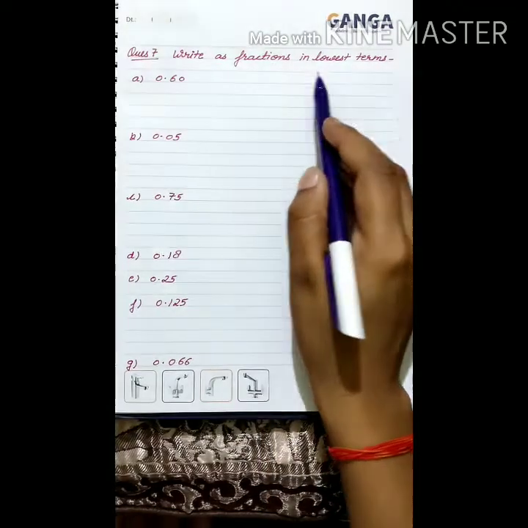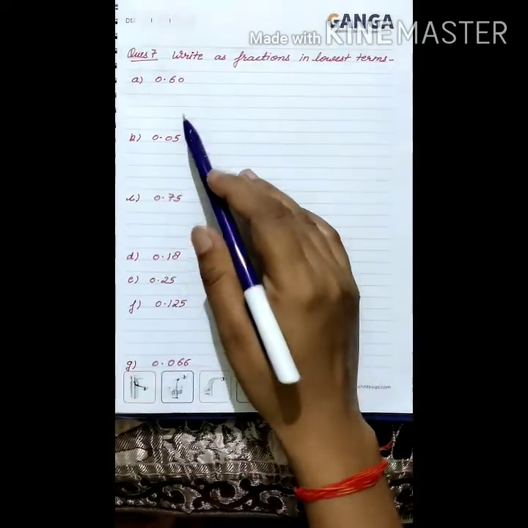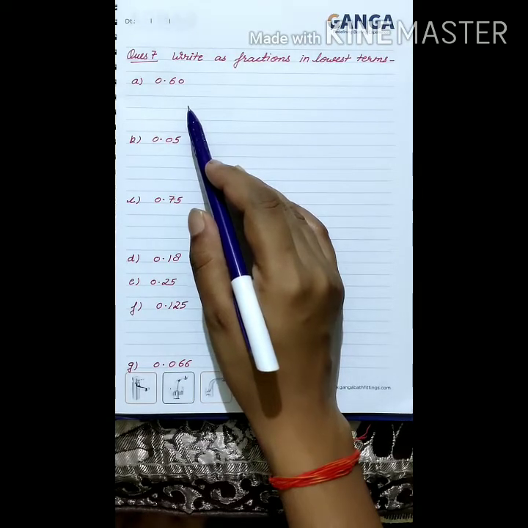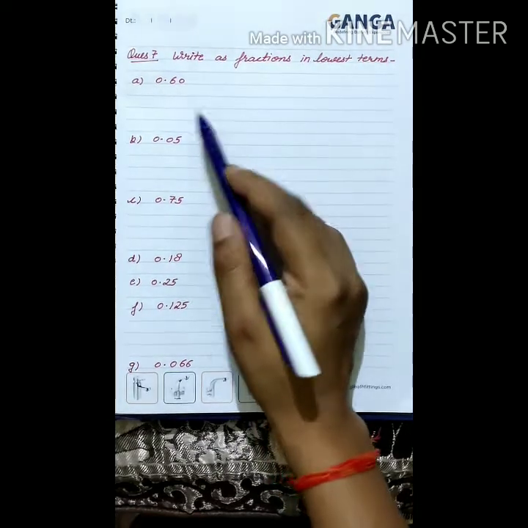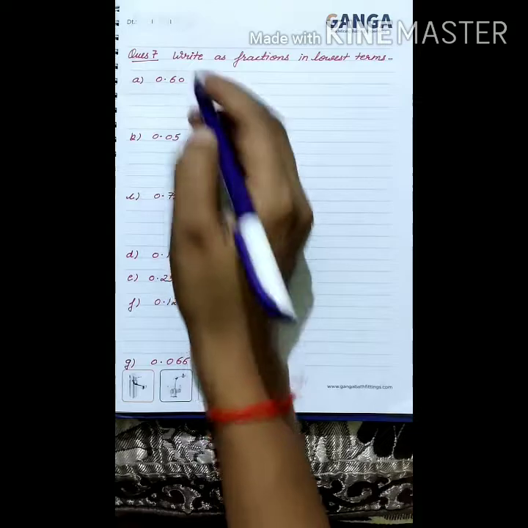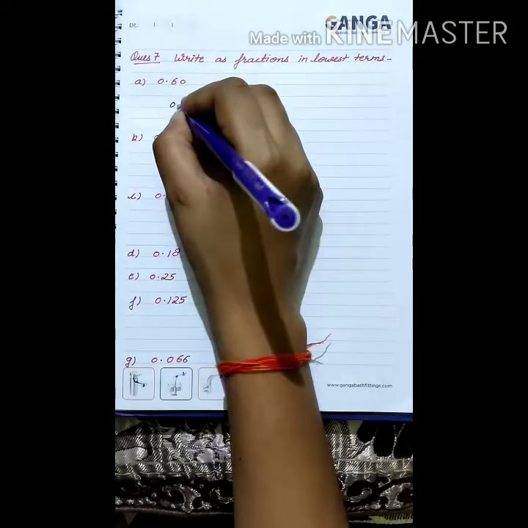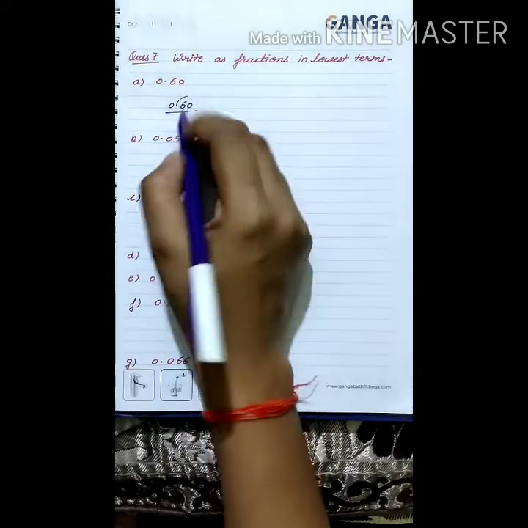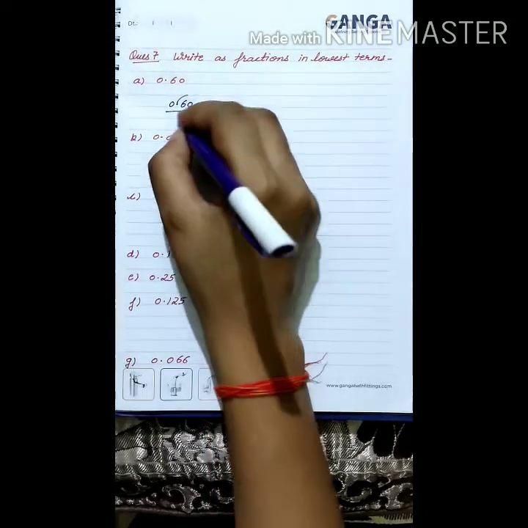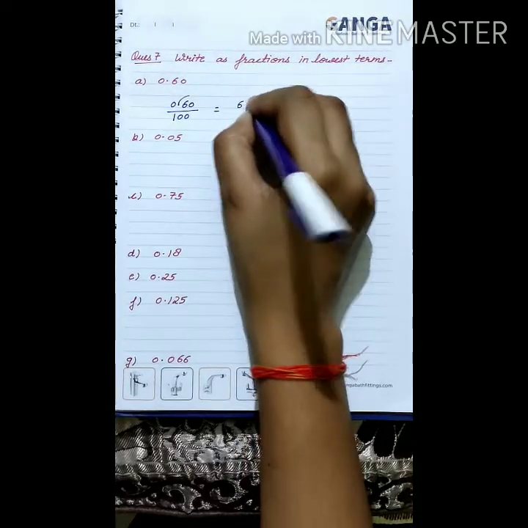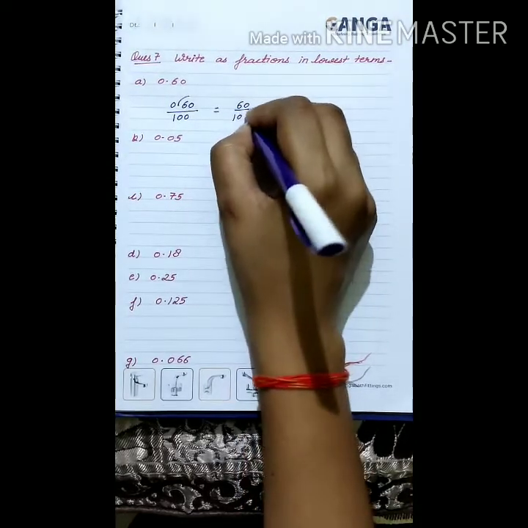Question number 7. Write as fractions in lowest terms. For this, firstly we will convert this decimal number into a decimal fraction, and then we will convert it into simplest form. First part, 0.60. Firstly we will write 0.60. Now we will remove the decimal. Here we have two digits after the decimal point, so we will write 100. Now it will become 60 divided by 100.